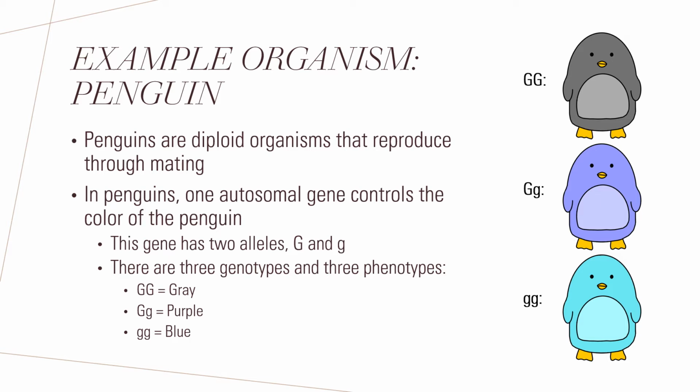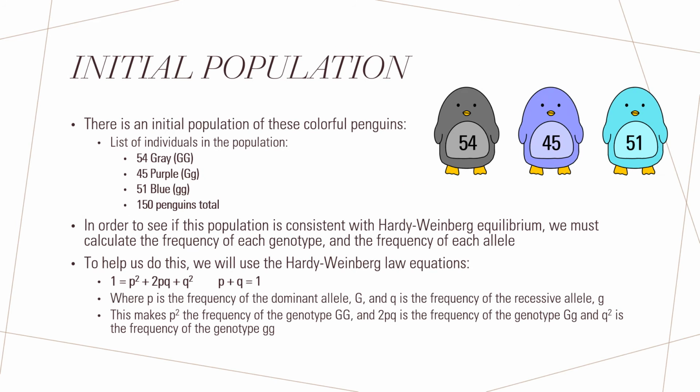This gene has two alleles, big G and small g, and there are 3 genotypes and 3 phenotypes: gray, purple, and blue. We have an initial population of 150 colorful penguins. There are 54 gray, 45 purple, and 52 blue.